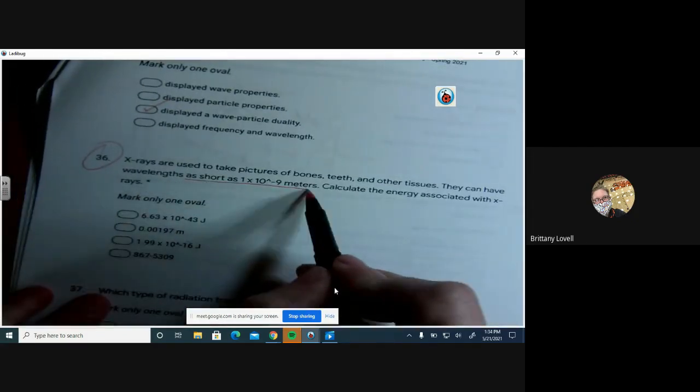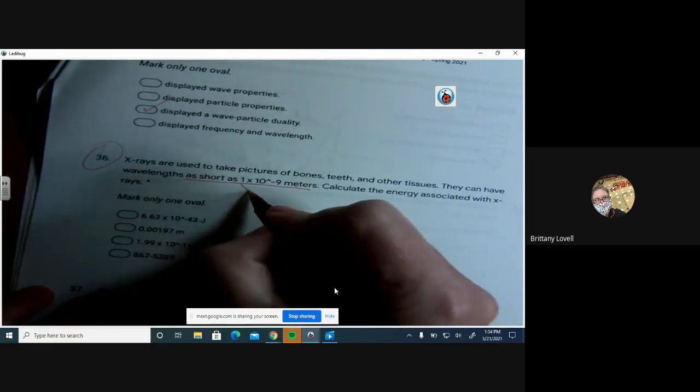All right. Looking at the next one, number 36. X-rays are used to take pictures of bones, teeth, and other tissues. They can have wavelengths as short as that. So this is our wavelength. Calculate the energy associated with X-rays.